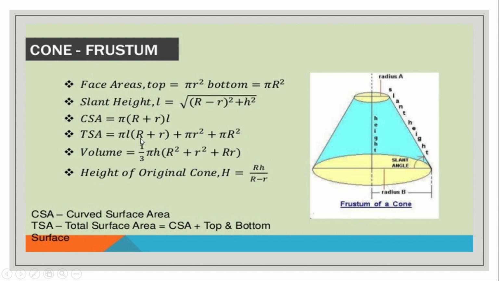Last one is volume, that is 1 by 3 pi h into (capital R square plus small r square plus R into r). Next is height of the original cone. So the height of the original cone H is given by capital R h divided by (capital R minus small r).